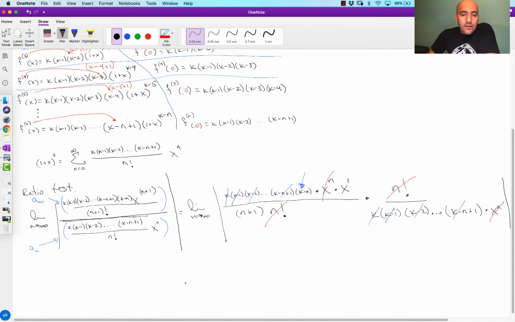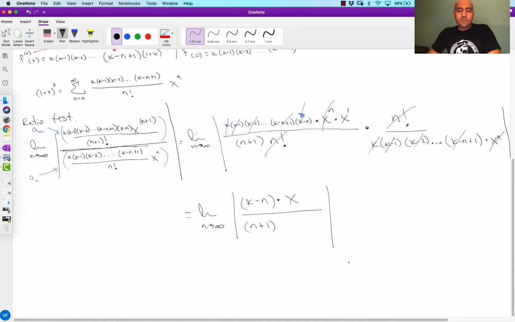So let's recopy all of that. This is going to then be equal to the limit as n goes to infinity of, and I'll just leave in the absolute values for now. The only thing that survived in the numerator is going to be k minus n times an x, and then divided by an n plus 1. That's the only one that survived there. All of those guys got canceled. Good, inside the absolute values.